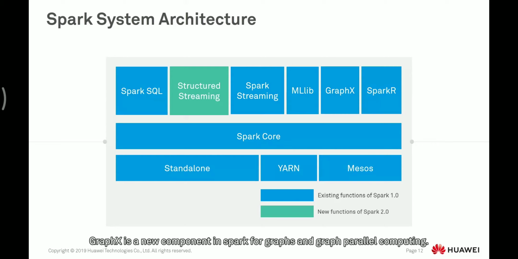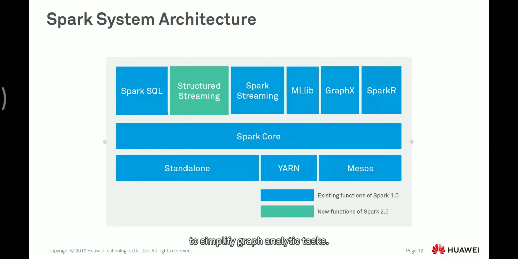GraphX is a new component in Spark for graphs and graph-parallel computing. GraphX includes a growing collection of graph algorithms and builders to simplify graph analytics tasks. SparkR is an R package that provides a lightweight front end to use Apache Spark from R. In Spark version 2, SparkR provides a distributed data frame implementation that supports operations like selection, filtering, aggregation, and so on large datasets. SparkR also supports distributed machine learning using MLlib.